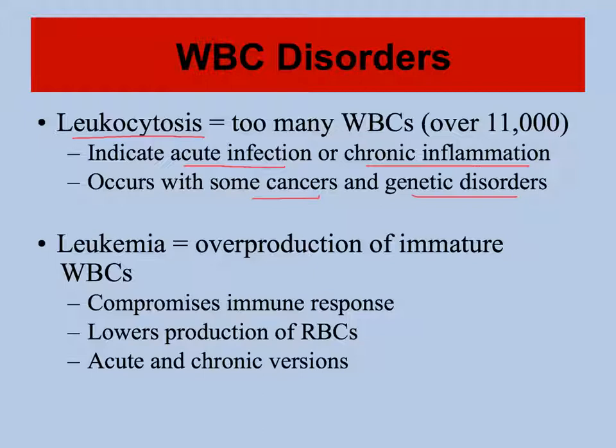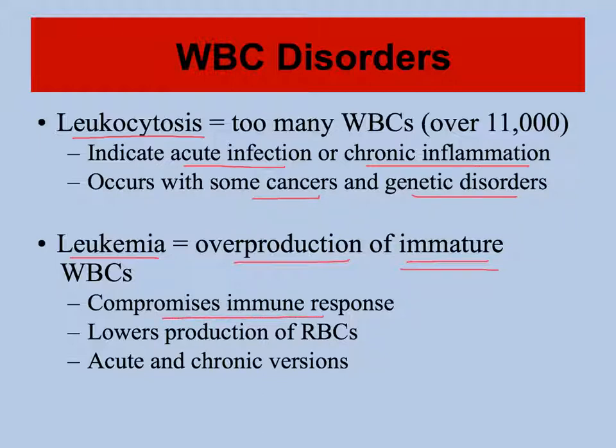A common example of leukocytosis is leukemia, which is defined as an overproduction of immature white blood cells. Remember, cancer produces cells that are undifferentiated. They don't look like what they're supposed to be. They never get that far. They never grow up and mature. So leukemia produces these immature white blood cells, which then take the place of the mature white blood cells and compromise the immune response of the person suffering from leukemia.